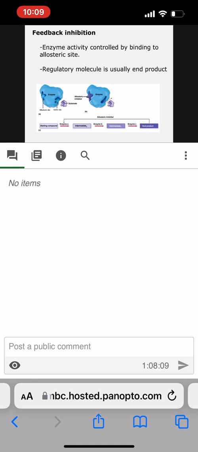And finally, feedback inhibition, where enzyme activity is controlled by binding at the allosteric site, just like what we talked about. The regulatory molecule is an end product of the pathway. So you have a long metabolic pathway. The end product comes back and feedback inhibits by binding to the allosteric site of the enzyme, so that it turns down the activity of this pathway. Sort of like turning off a spigot to make the water flow less, or turning it up to make the water flow faster.